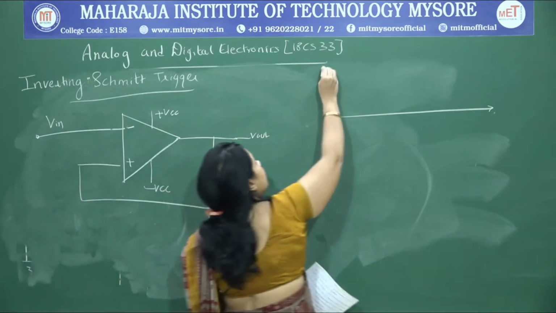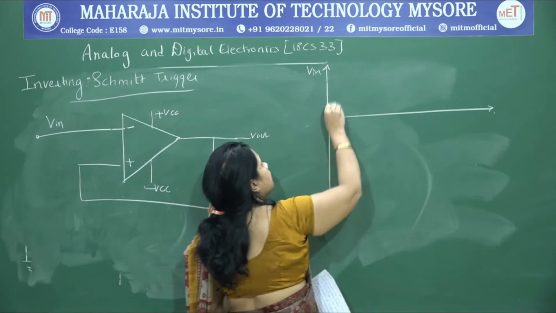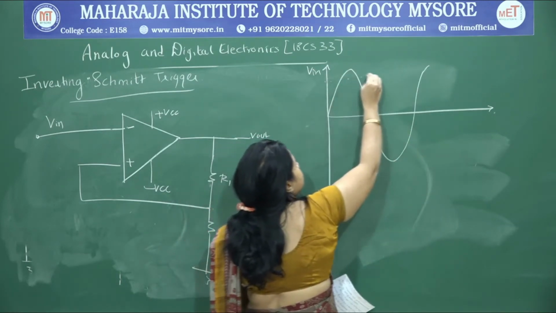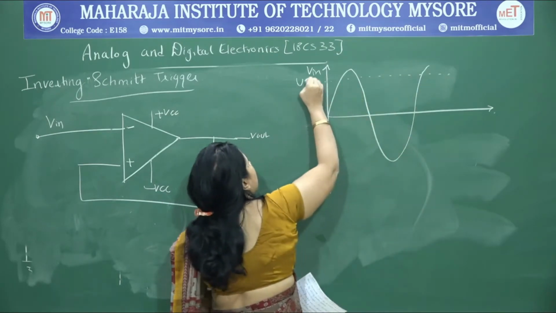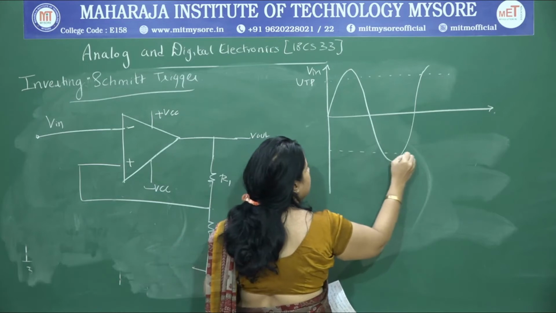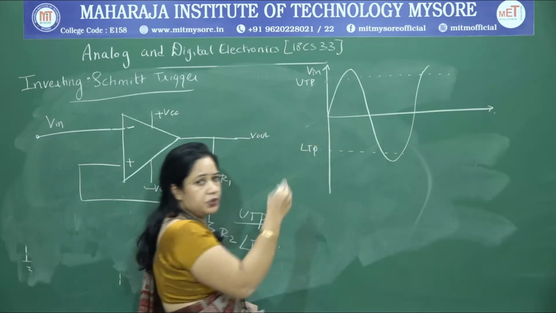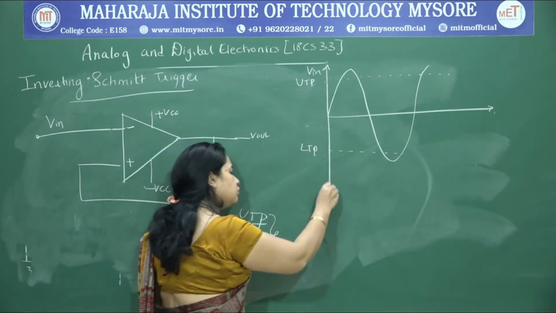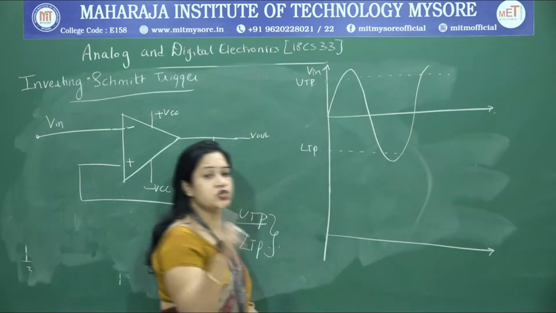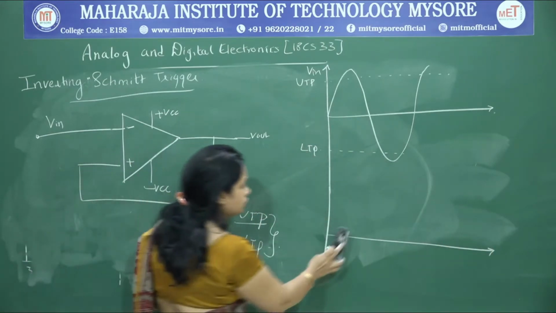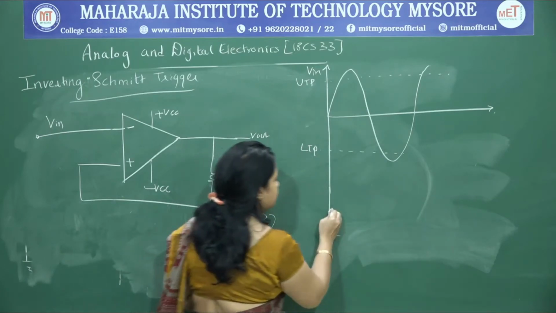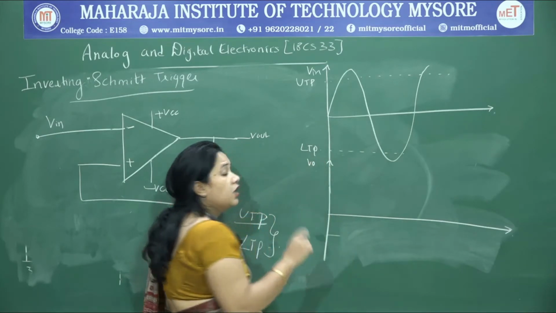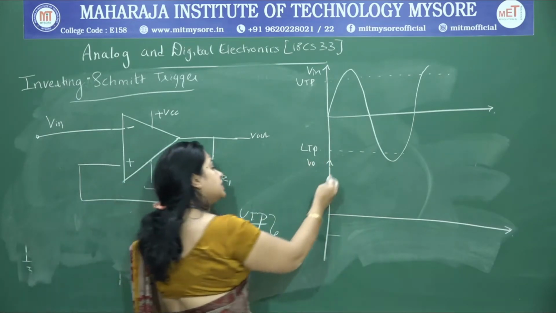So let me assume my input is a sine wave, and let me call this the upper trigger point, and this the lower trigger point. We design it for a particular upper threshold point and lower threshold point. And I will assume the output. The output at any instant switches back and forth between two values, that is positive saturation and negative saturation. So let me call this the output. Initially, let me assume the output is at plus Vsat.